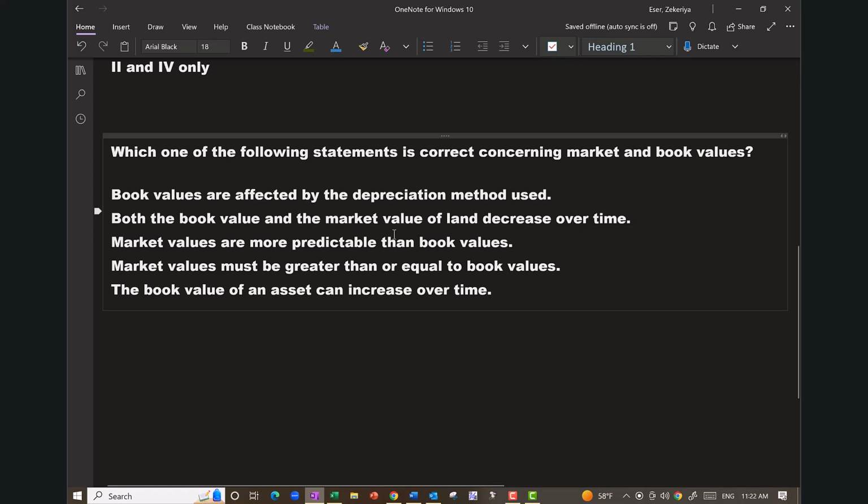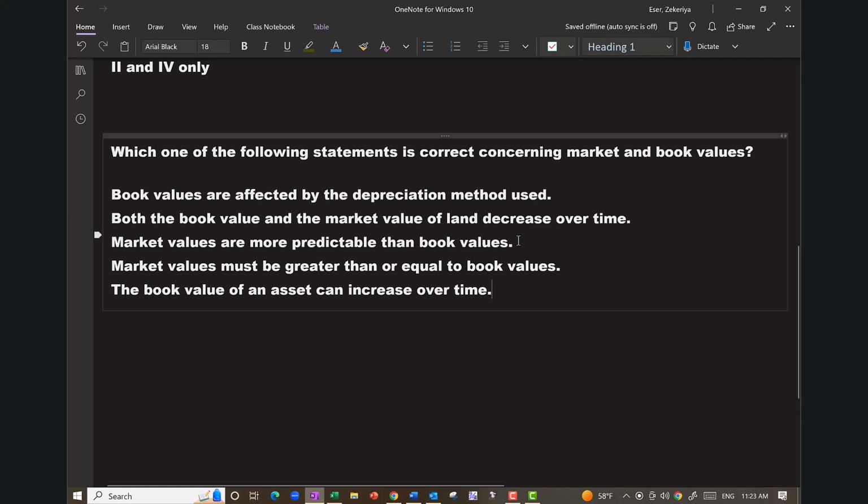Both the book value and the market value of land decreases over time. Yay or nay? So when you pick one of these, you have to make an argument why that is correct, but that also implies the others were not. So make a brief argument about why they're not correct as well. Book value obviously will decrease over time because even for land, there is a little bit of depreciation. But market value may or may not. It depends on the market.